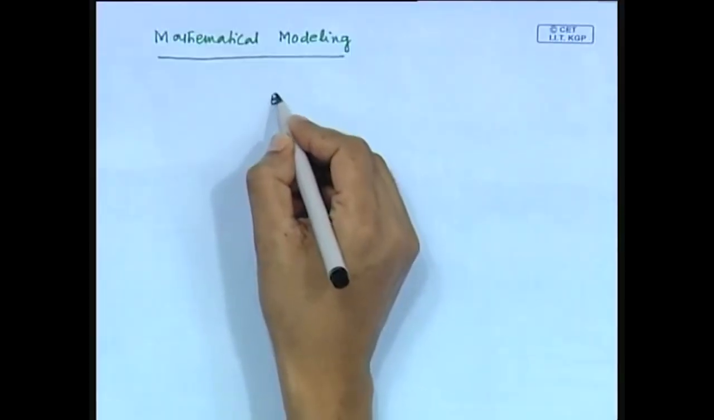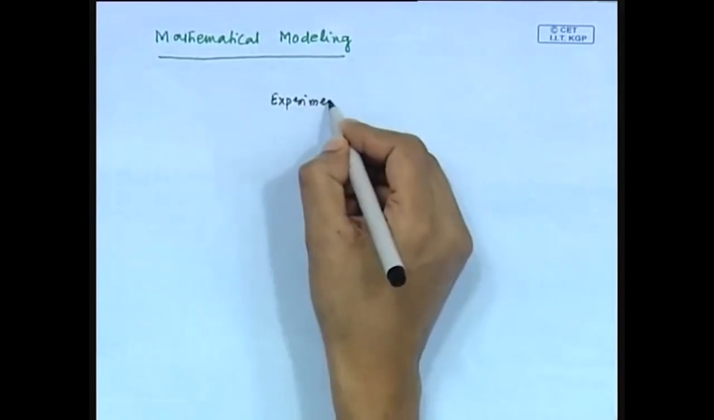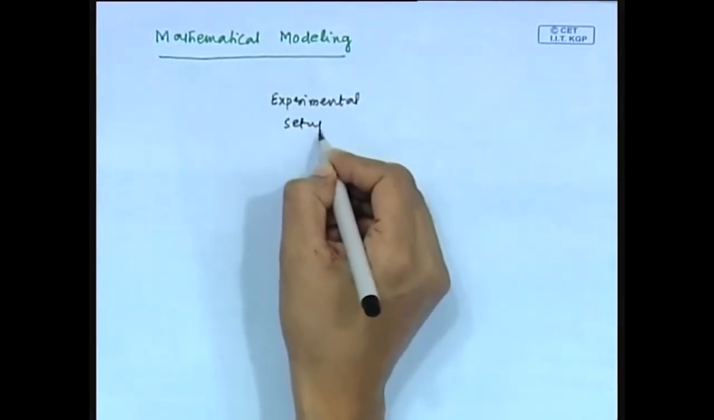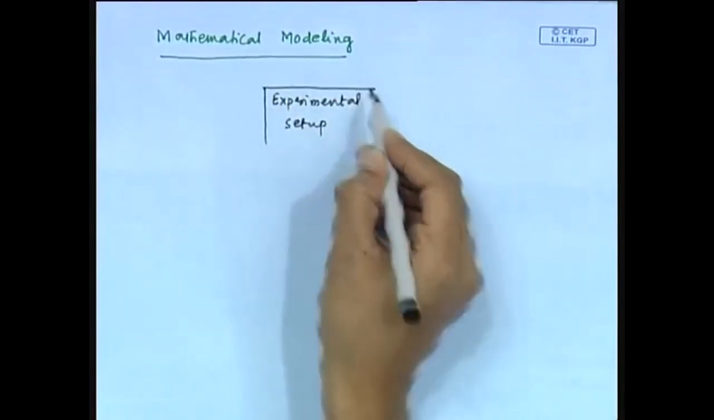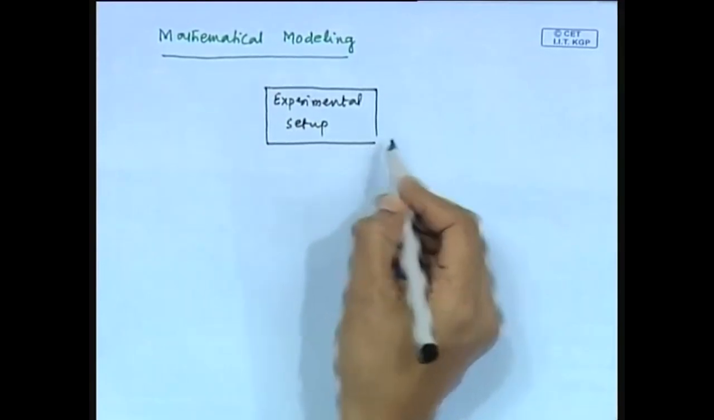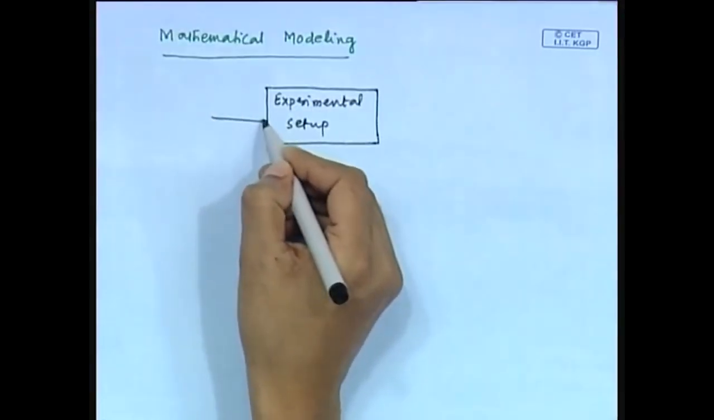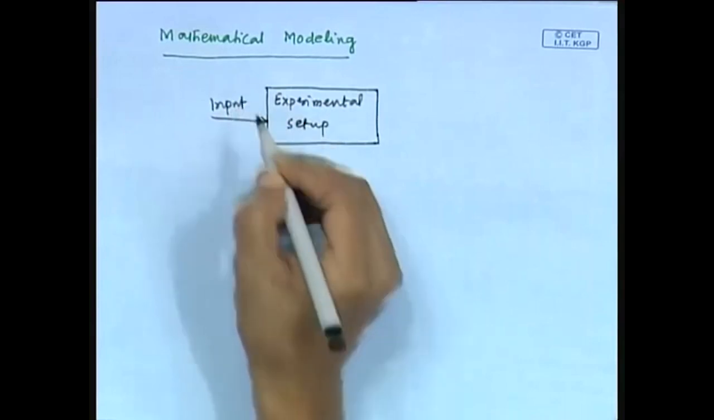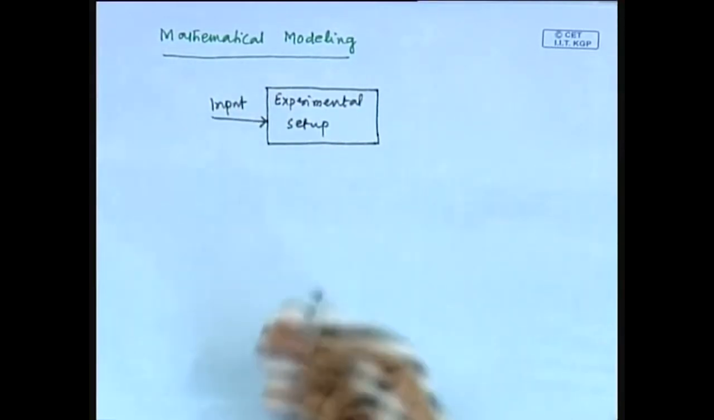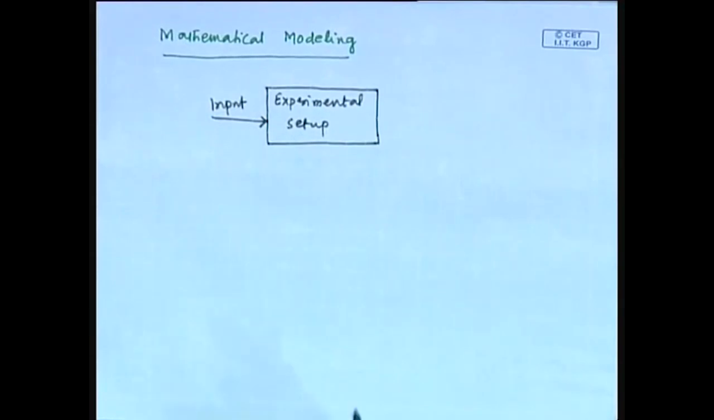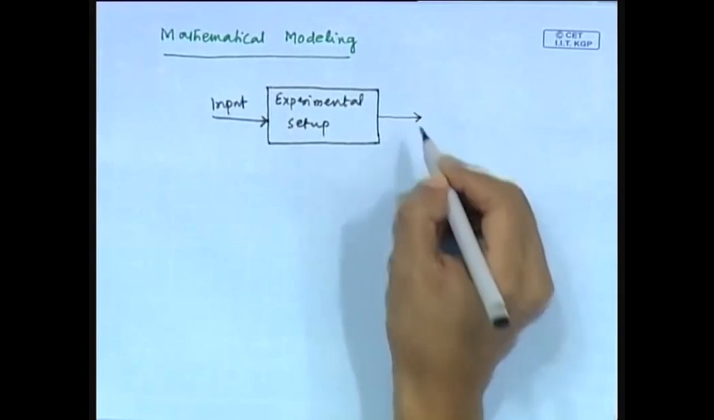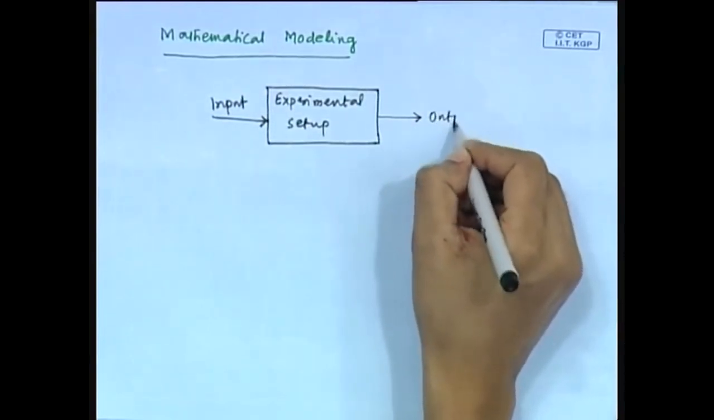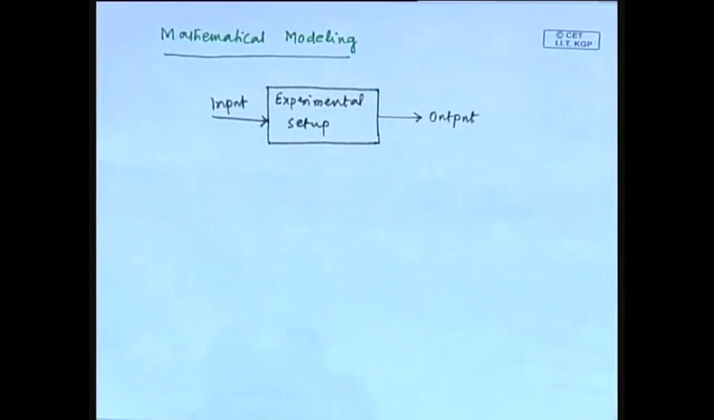Suppose we have one experimental setup. We will use one block to represent this experimental setup. Now, to this experimental setup, the input is introduced. Fine. And if we run the setup, we get output. This is a common thing in our laboratory.